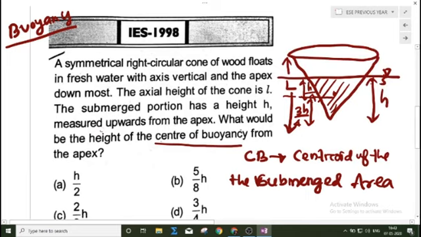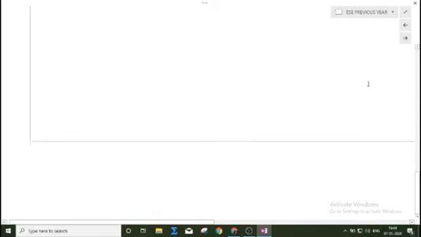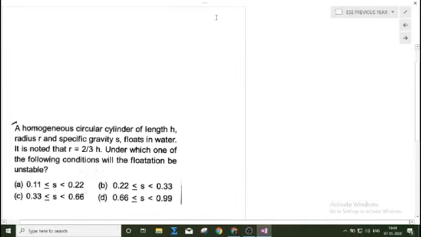Okay, so it is asking from where? It is asking height of center of buoyancy from the apex. From the apex it is asking. So which one is correct? This is 3h by 4. So option D is correct. Tanmay Samal is correct. Nice, Tanmay. Okay, next we will go to the next question.